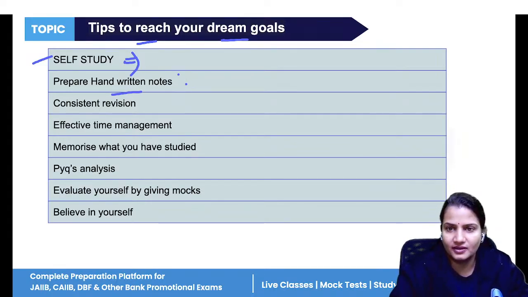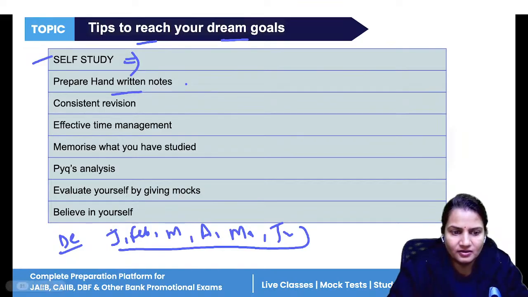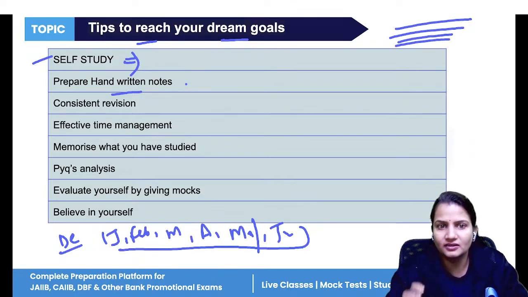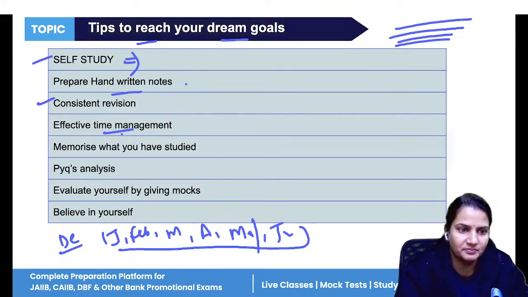Prepare handwritten notes. If you count from today, or leave December, January, February, March, April, May, and June, you have 5 or 6 months in your hand. So the time is sufficient to prepare your handwritten notes. Handwritten notes doesn't mean long notes. Just write the topic in which you feel difficulty, and write its keywords. When exam time comes, those keywords will help you a lot to remember your concept. Do consistent revision, manage time effectively, and memorize what you have studied.